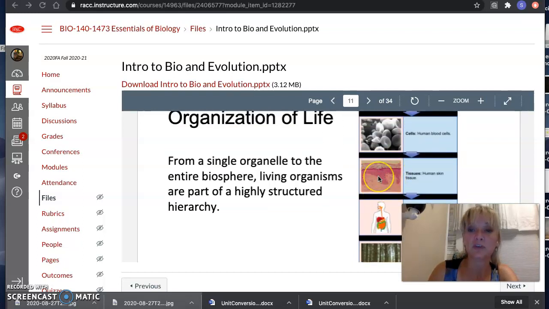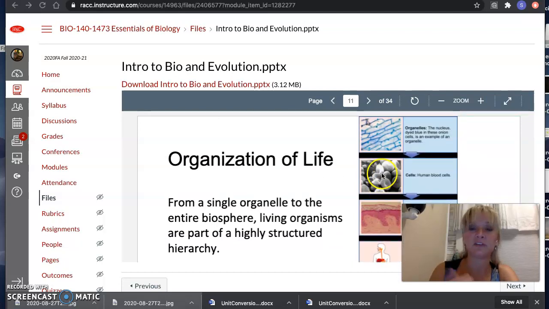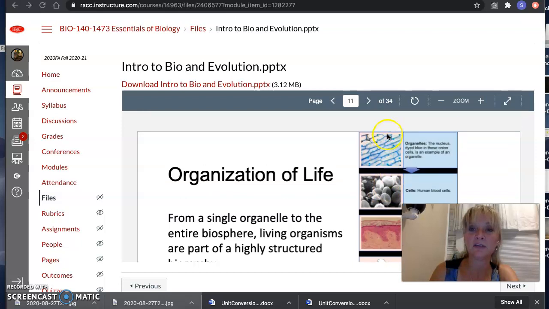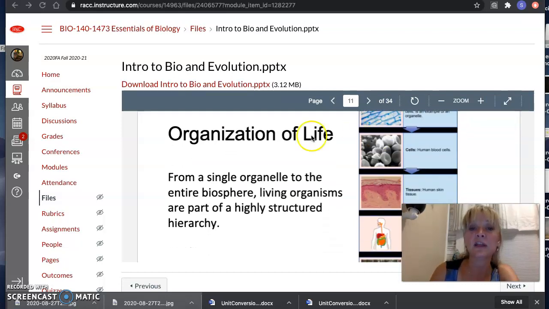So we go to tissue from your stomach. If we took a slice of your stomach, it would look like this. If we looked at the cells in the stomach, they would look like this. And they are all organized together. In those cells, there's actually tiny little organs that make them up. Those little organs are called organelles. But this is how life is organized.